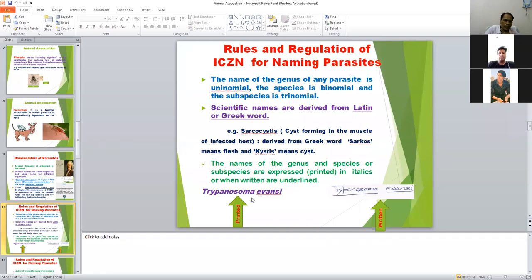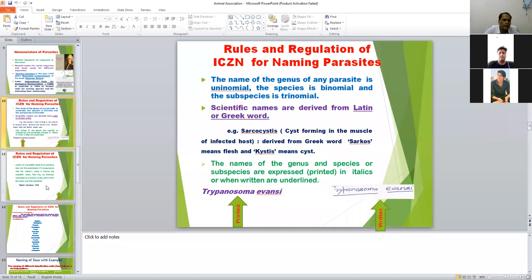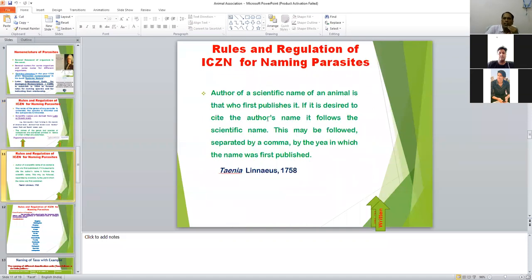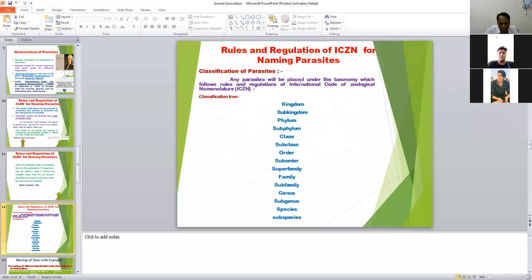The names of genus and species are italic when printed, in books or typed text, or underlined when written. Always keep in mind: when printed it is always italic, and when written it is always underlined. Genus and species are written separately. Then the author's name, the author who named the parasite, is also included in the naming of the parasites according to the ICZN guideline.